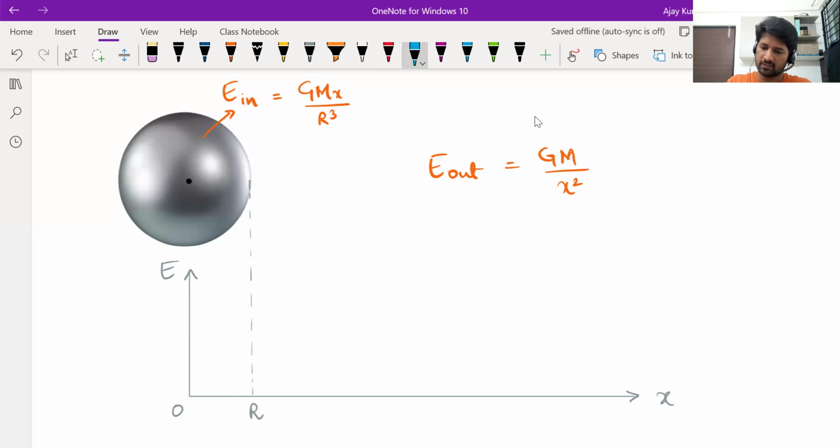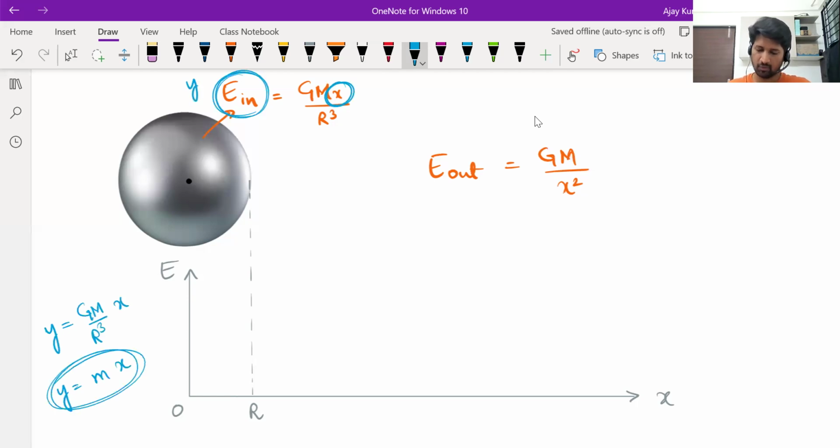We have the equation here. The field is being taken on the y-axis and distance is being taken on the x-axis. So the formula is y is equal to GM by r cube into x. So it's like y is equal to some constant into x, y is equal to mx. If you plot the graph of this equation y equal to mx, it will be a straight line whose slope is m. So slope here is GM by r cube.